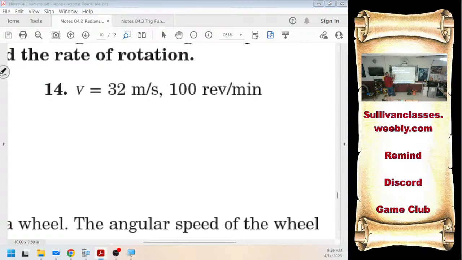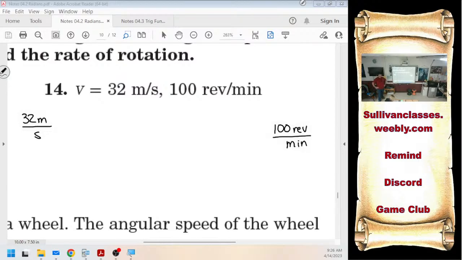So I'm going to start at 32 meters per second. I'm going to start at 100 revolutions per minute. I need to go find how big the radius is. So I need to work those two in towards each other because the radius was that portal in the middle.